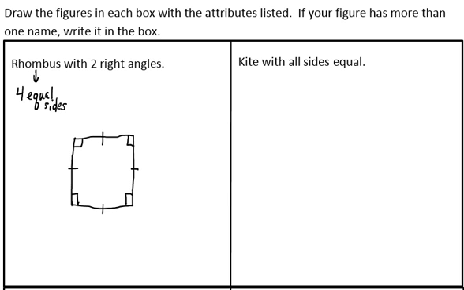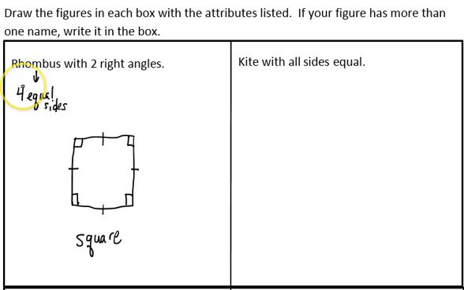So I have 4 sides that are the same length and 4 right angles. I can also give this shape another name. I can call it a square. So a square is the same thing as a rhombus because it has 4 equal sides. What makes it special is it has 4 right angles as well.